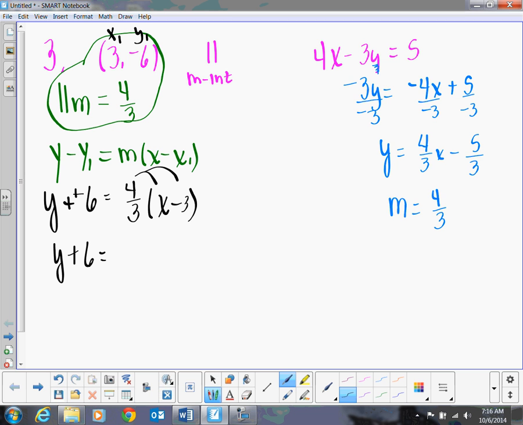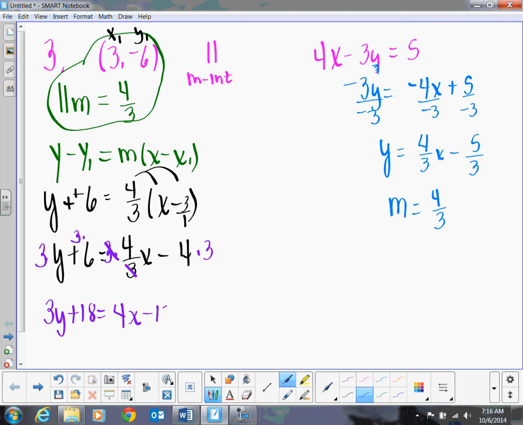So now you're going to distribute, and you're going to get 4/3 x minus, and that's going to be over 1. So 4 times 3 is 12. 3 times 1 is 3. 12 divided by 3 is 4. How do I eliminate fractions? Multiply by the common denominator, so we've got to multiply everything by 3. So we have 3y plus 18 equals, those 3's are gone, 4x minus 12.